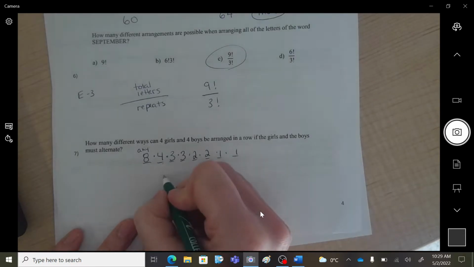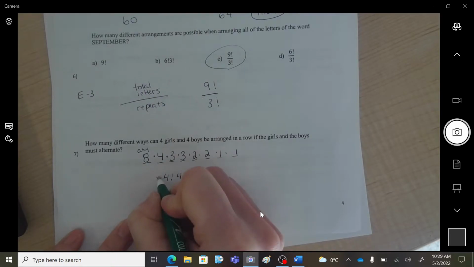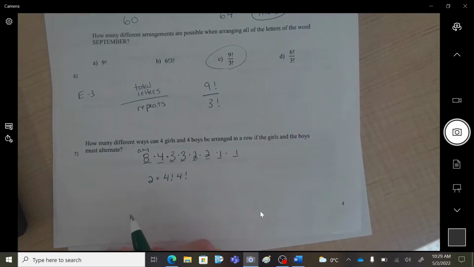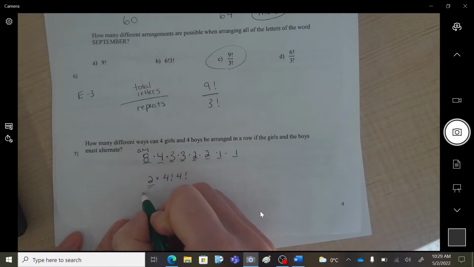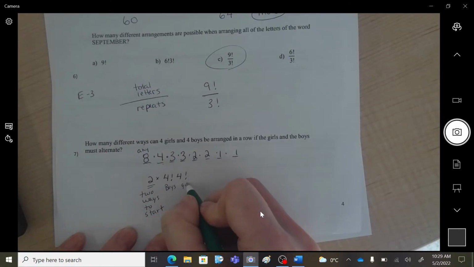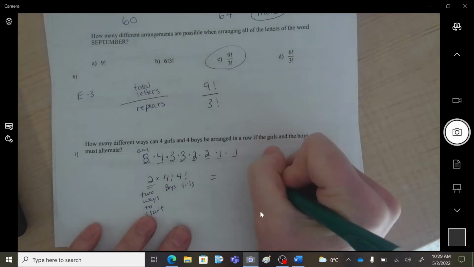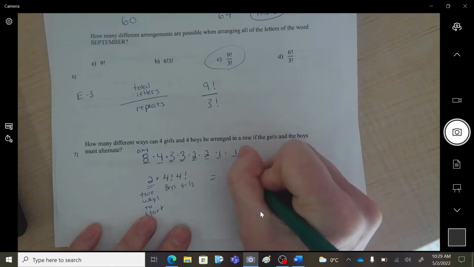So if you wanted to, you could say 4 factorial for the girls, 4 factorial for the boys, and times that by 2 because you have 2 ways to start. When you multiply that out, it's 1,152.